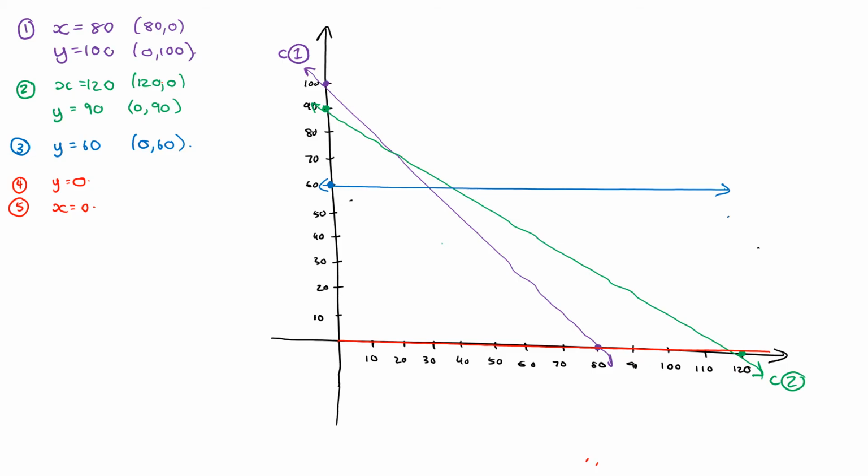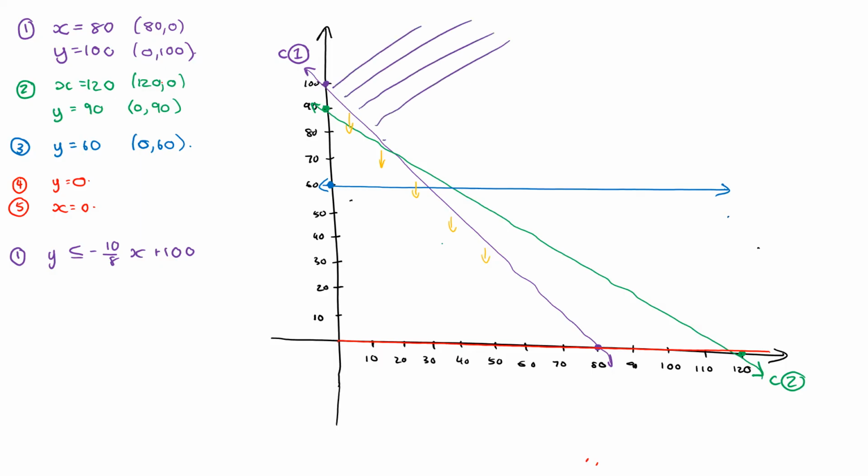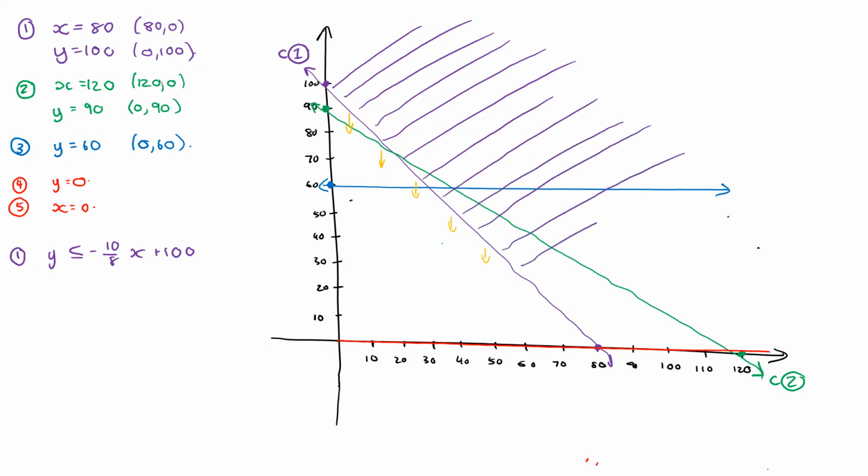So I use the approach where we've written the line in such a way that y is the subject of the formula, so we can already see whether it's above or below the line. But just to remind you, remember constraint 1 was y is less than or equal to minus 10 upon 8x plus 100. So everything underneath this line is feasible. So everything above the line is not. So I go, okay, this is not feasible. And I do the shading.